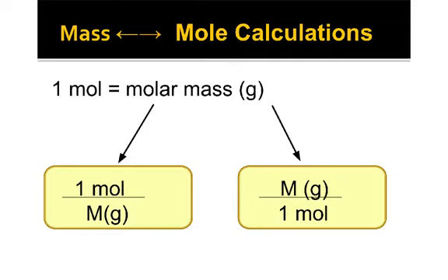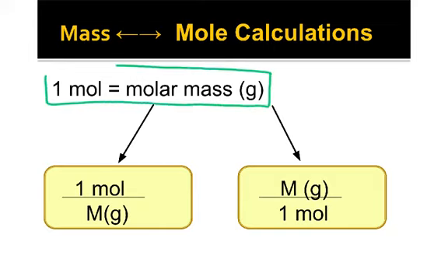So this is what our mass to mole calculations look like. We have a new conversion factor. This is lucky number 3. Remember, anytime 2 things equal one another, you've got yourself a conversion factor. So 1 mole is equal to the molar mass.